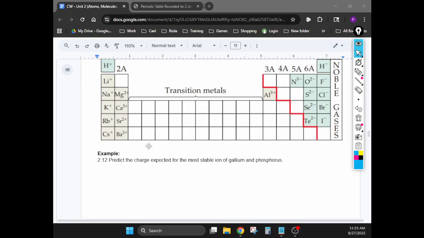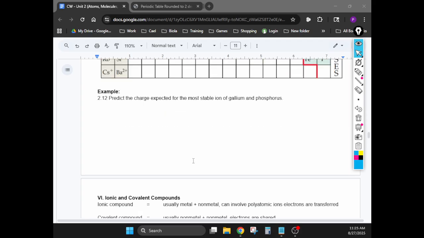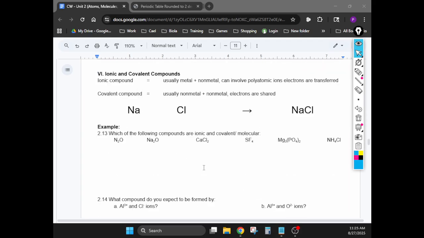So, we'll skip 2.12 because that's pretty easy. Now we're going to go on to ions becoming molecules. There are two different types of compounds or molecules that we're going to be looking at. The first is called an ionic compound, and ionic compounds are usually formed from a metal and non-metal. But basically, it's when you have a cation and an anion coming together. That's kind of the easy definition. It's when you have a cation plus an anion.